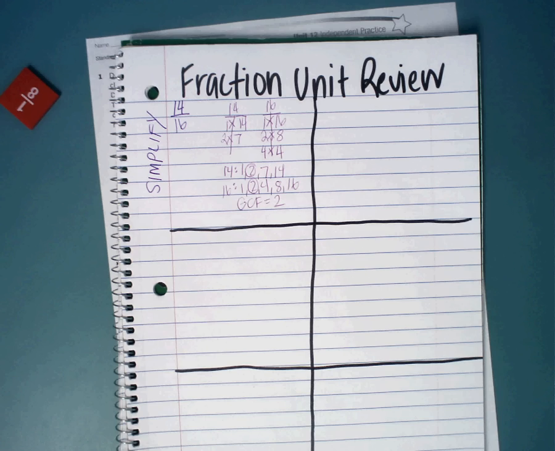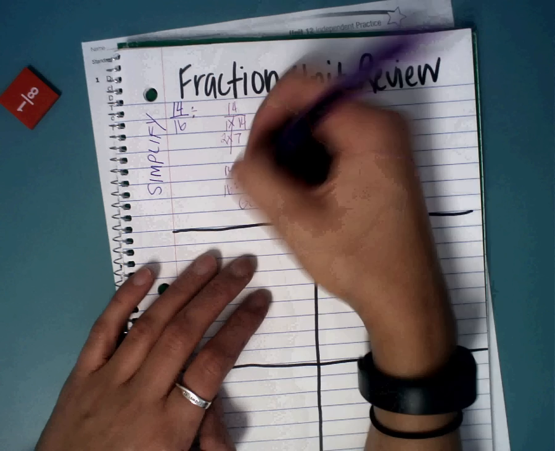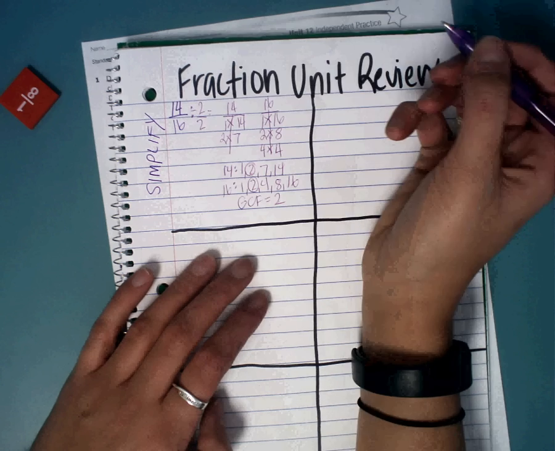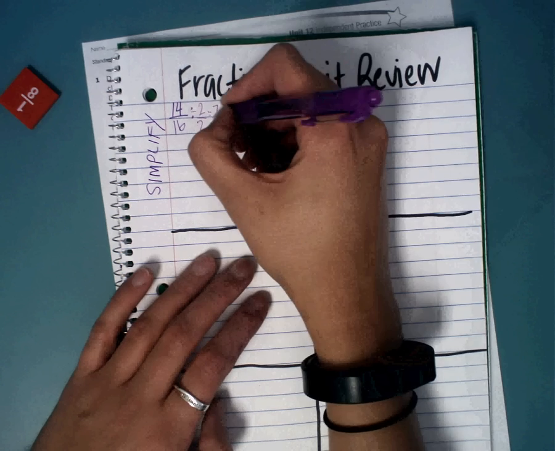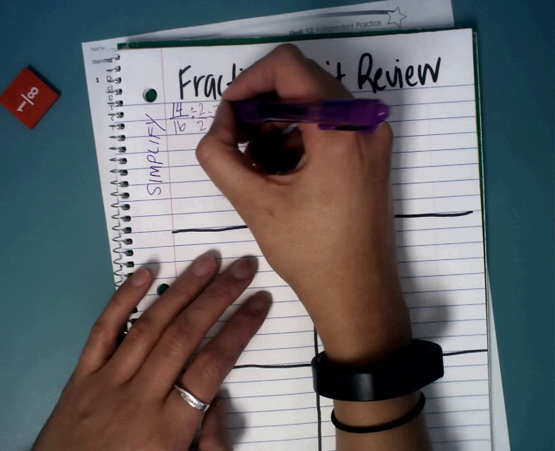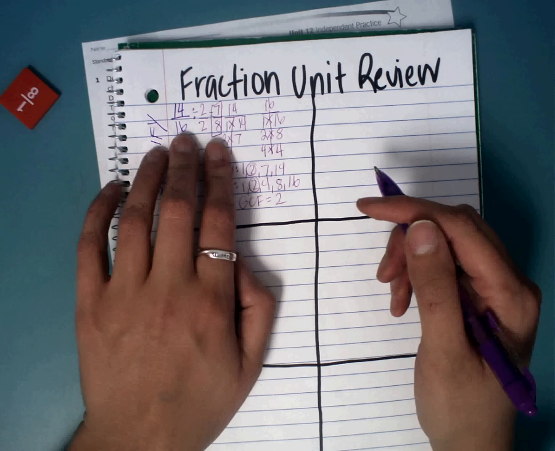So what am I going to do now? I need to divide my original fraction by my GCF on the top and the bottom, 2 over 2. Well, what's 14 divided by 2? 7. What's 16 divided by 2? 8. So our answer is 7/8. 7/8 is the simplest form of 14/16.